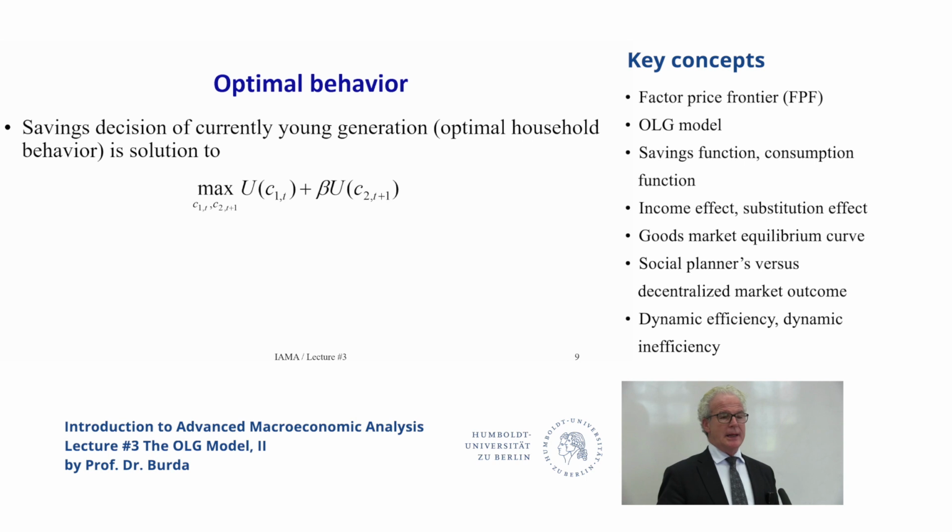And this is me deciding for myself. So you see it's C1t for today, and I'm planning my consumption for tomorrow, C2t+1. And I have to obey a budget constraint because I can only consume tomorrow what I saved today plus the rate of return that's going to be applied tomorrow. So there's always a budget constraint.